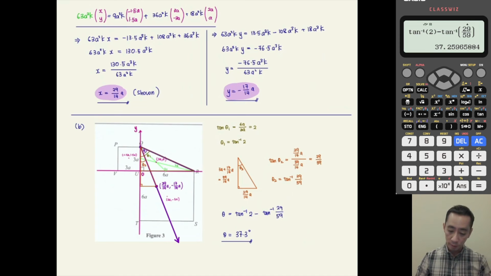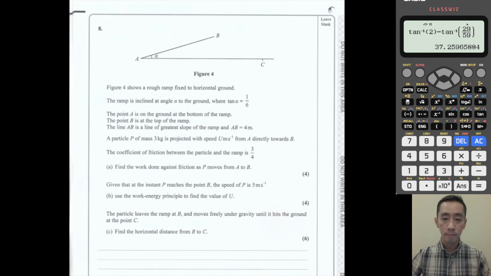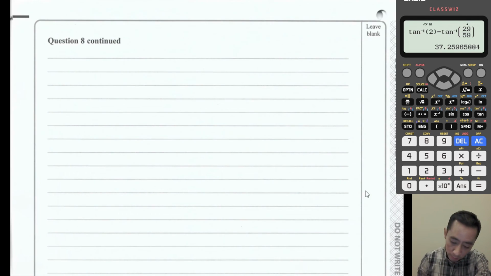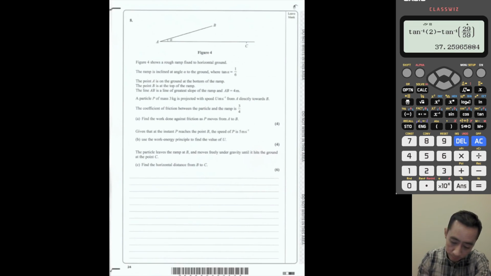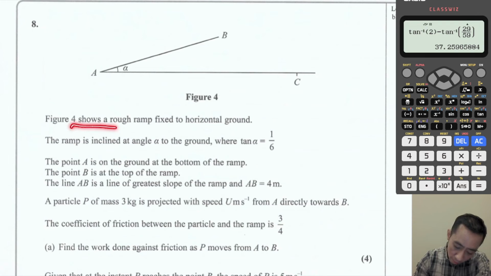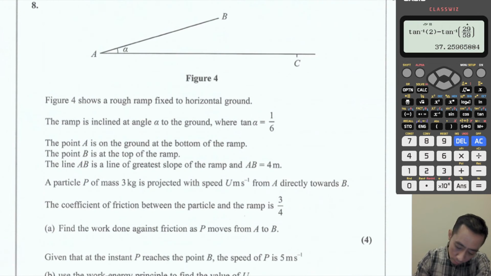Okay, so now proceed to question 8. Okay, let's look at question 8. This will be the last question. Yes. Okay, so now we have this diagram here, all information shown. So the incline angle, tangent is 1 over 6. So here is the angle.